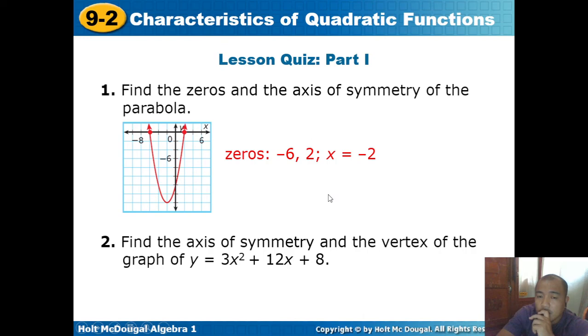Next, find the axis of symmetry and the vertex of the graph of y equals 3x squared plus 12x plus 8. So, for the axis of symmetry and the x-coordinate of the vertex, the same formula applies, which is negative b over 2a. Negative 12 over 6, so negative 2. X equals negative 2 is the axis of symmetry. The same is true for the x-coordinate of the vertex, negative 2. Then substitute negative 2 in the equation to solve for y, which is negative 4. 3 times 4, 12. 12 minus 24, negative 12, plus 8, so negative 4.